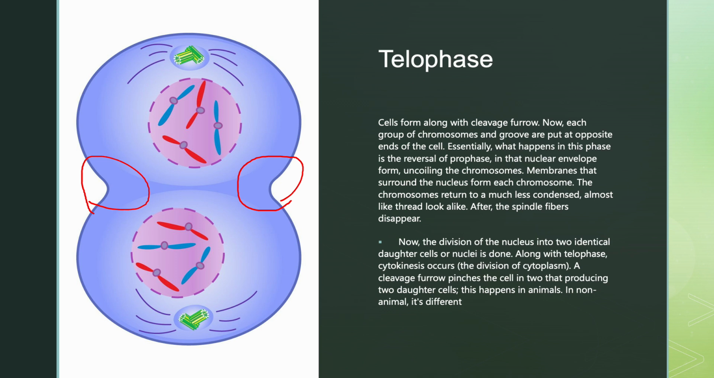The furrow is important for the separation of the cytoplasm and finishing cell division, for proper cellular contents and the completion of mitosis.